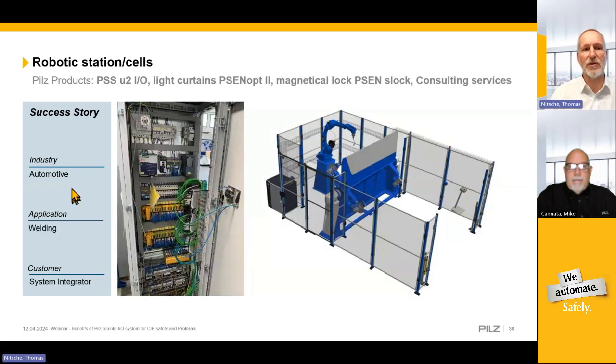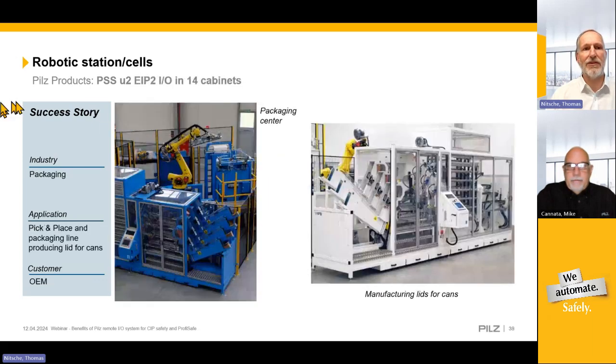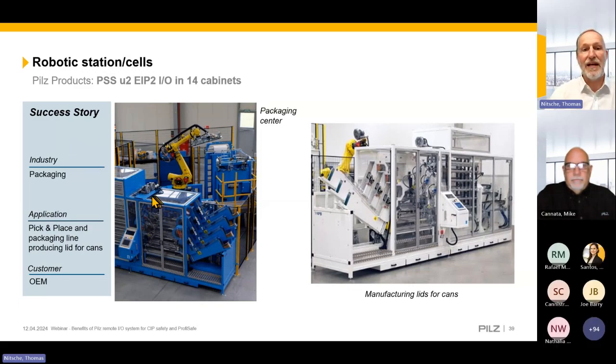Or if you see this one as well in automotive, that's a part of a welding cell where our PSSu products are used, as well as light curtains or magnetic lock devices. We also provided services in this project through a system integrator. Or here you see another robot cell in packaging, for palletizing or other means, or in this manufacturer for cans, for instance, that's through an OEM.